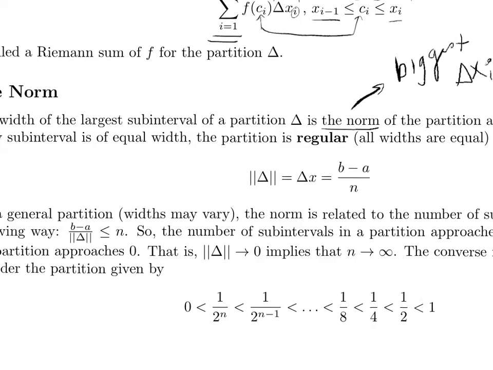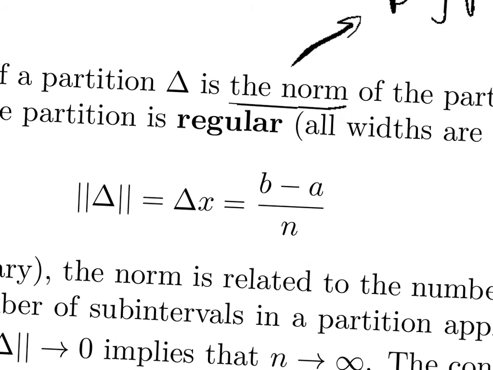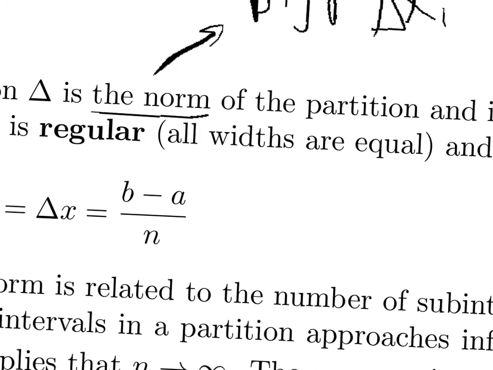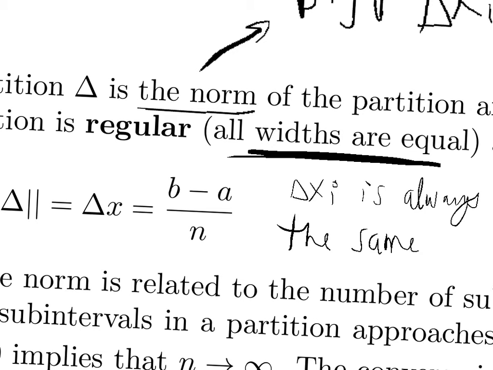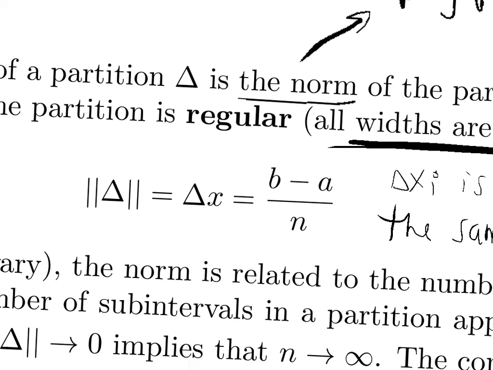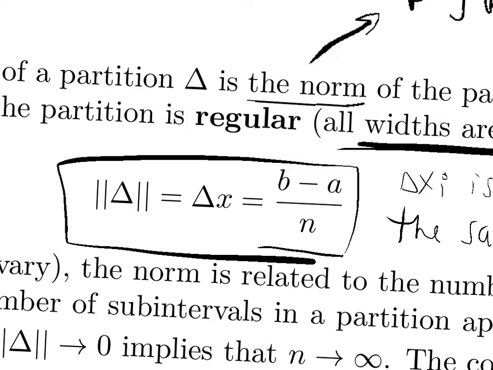One important thing to note is that if we have a regular norm, it means that all widths are equal. So the width of every xi is always the same. That's how the problems that we did in the previous section were all regular. The width was always the same. So the norm is regular when delta x equals (b minus a) over n. That's what we saw before. So regular norm looks like that.